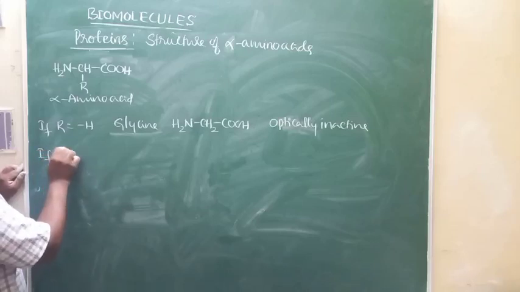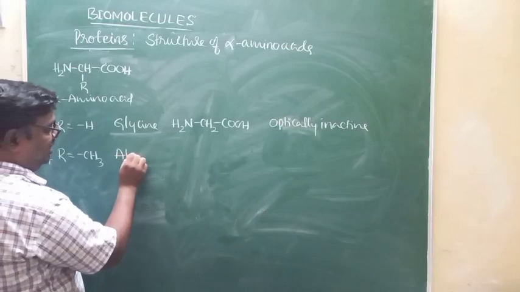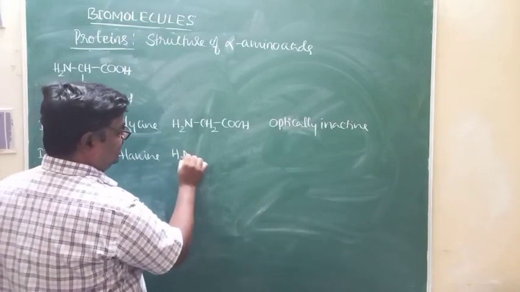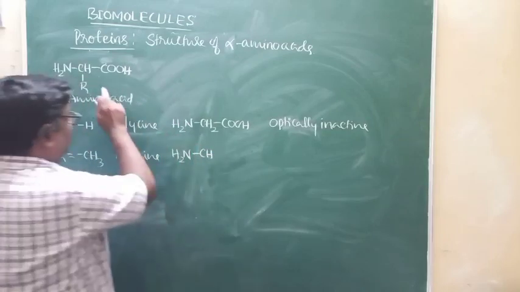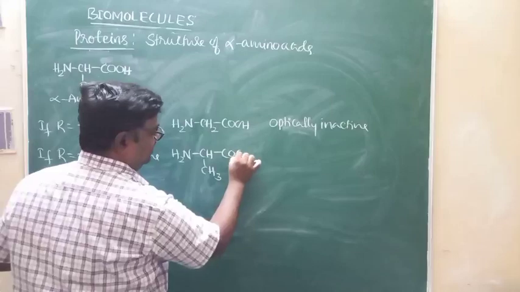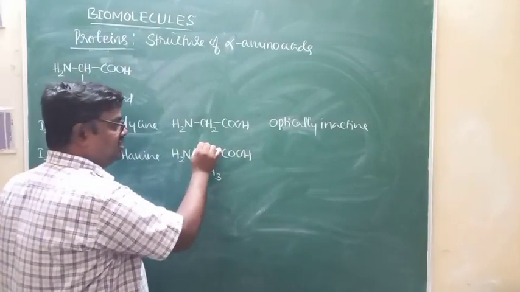Just observe, if R is equal to CH3, it will be alanine. Look at this. This is NH2, and in place of R we put CH3, and it will be COOH. And of course, this is optically active with one asymmetric carbon atom.